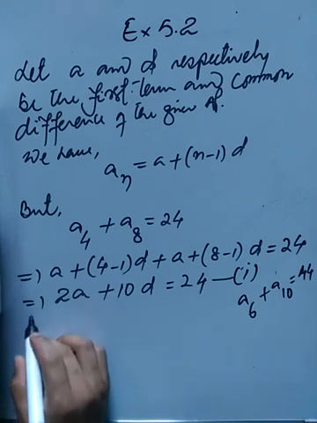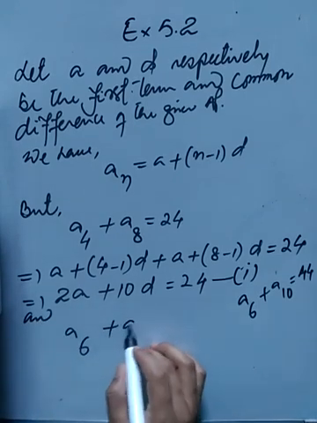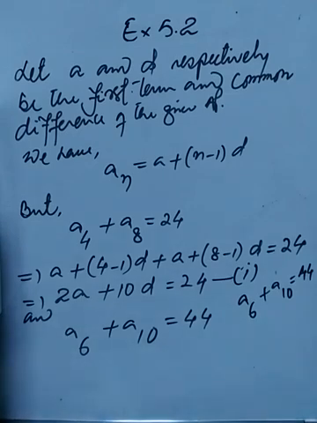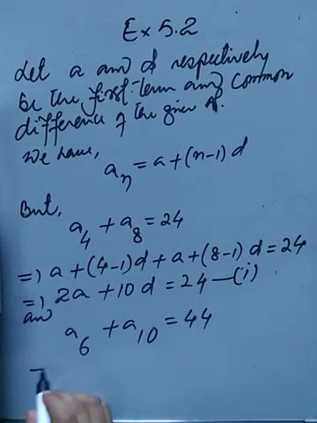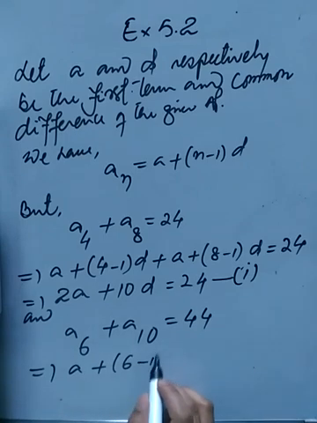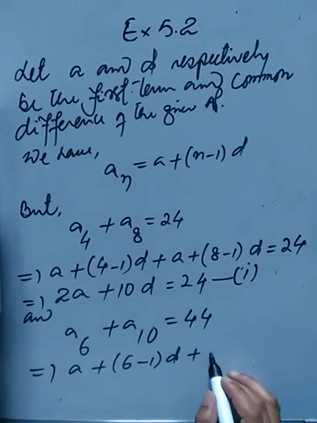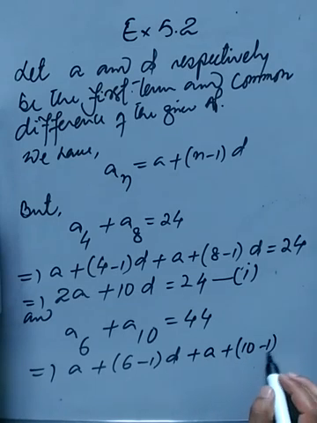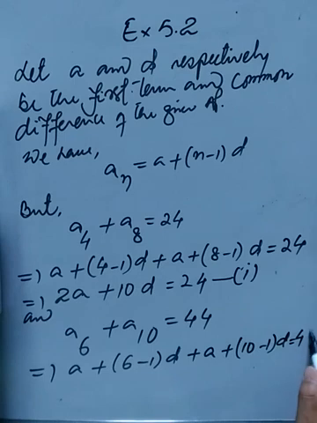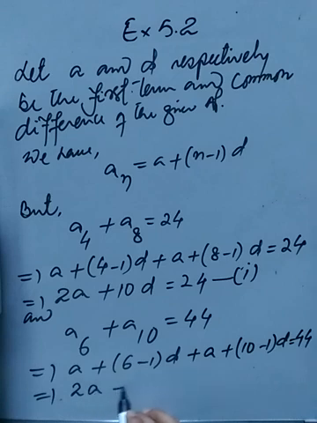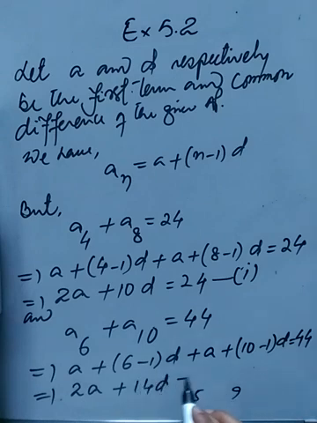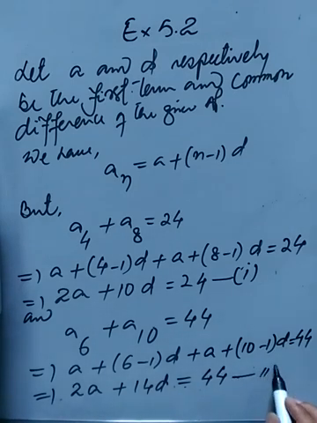And what is the next given? A6 plus A10 is 44. So a plus 6 minus 1 whole d plus a plus 10 minus 1 whole d equals 44. So a plus a is twice a, plus 6 minus 1 is 5, 10 minus 1 is 9, 5 plus 9 is 14. So we get 14d. Then we get 44. Now we get one more equation.